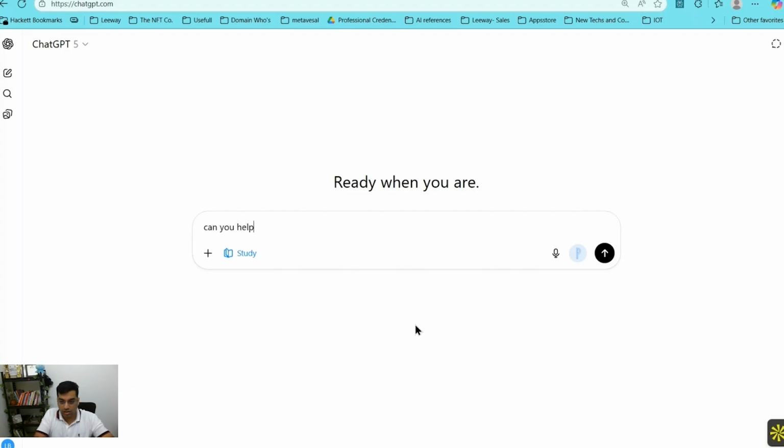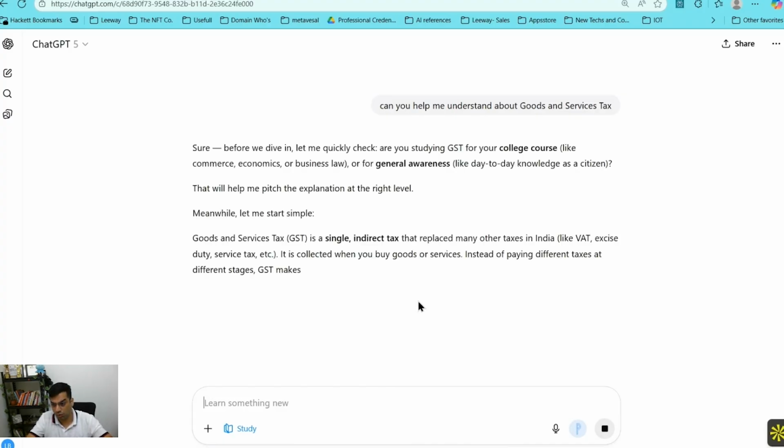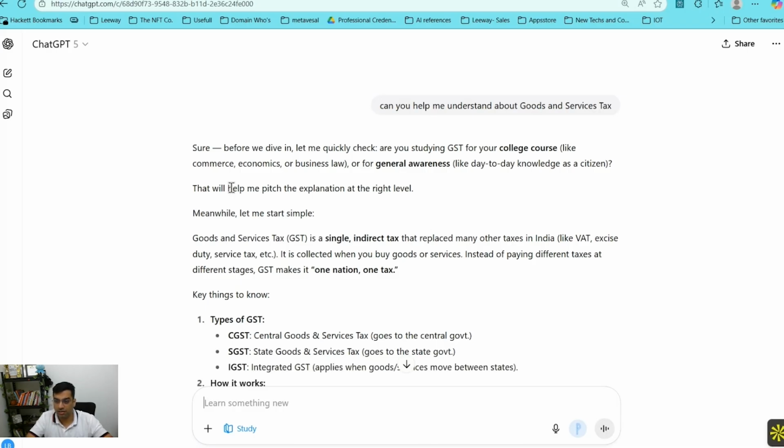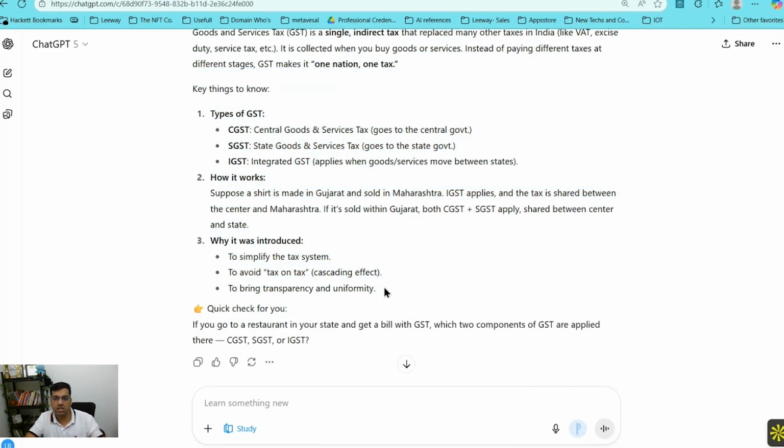Can you help me understand about goods and services tax? Now, this is a question which I provided without giving much context about my understanding or what I want. Sure, before we dive in, let me quickly check: are you studying GST for a college course or general awareness? See, it wants to understand and has already started giving me some context around it.